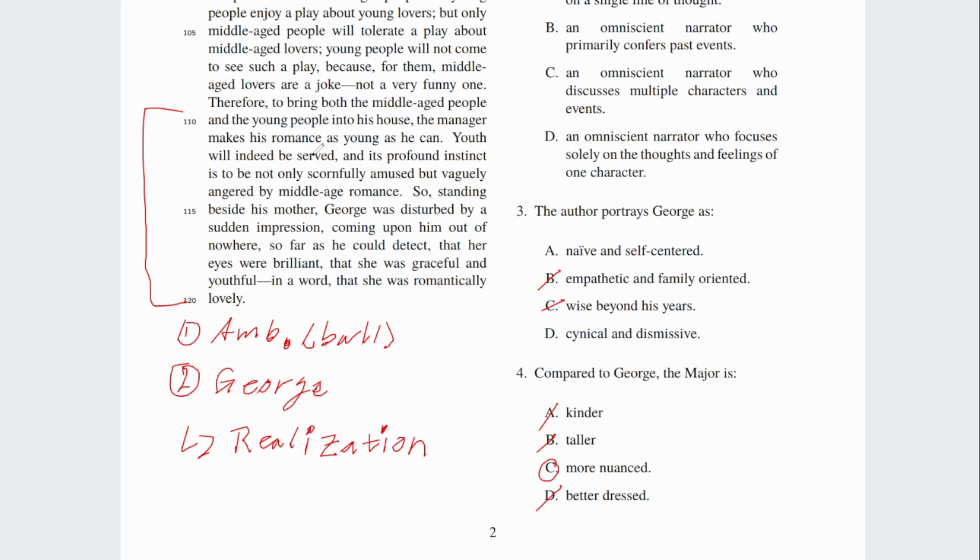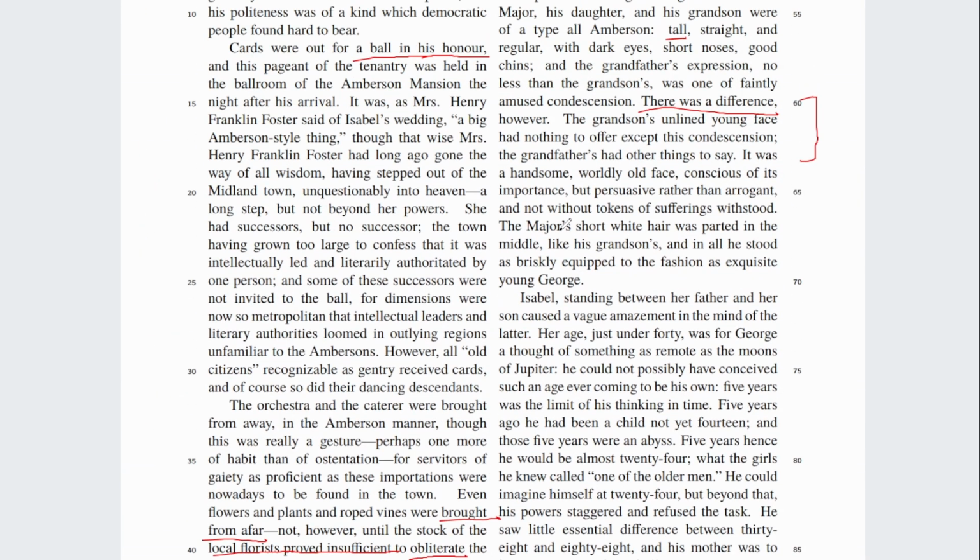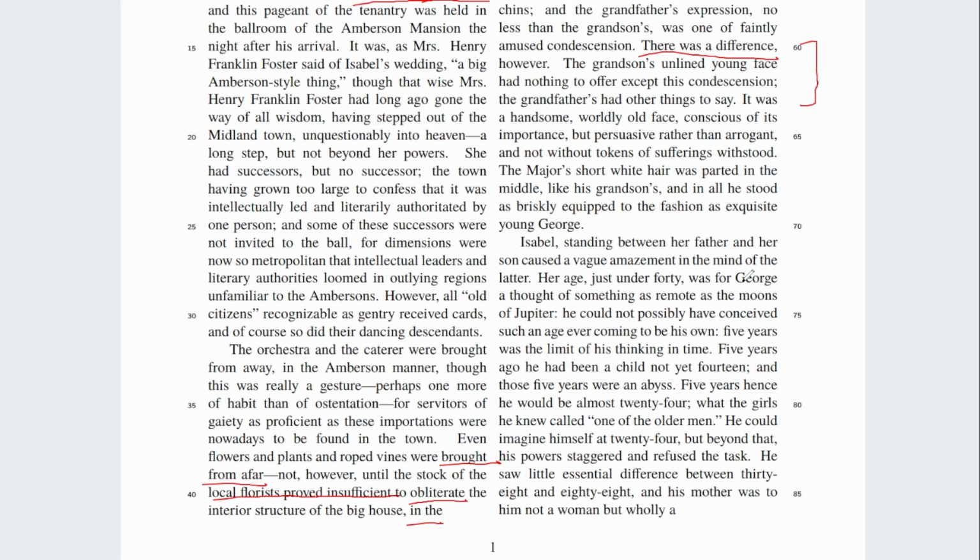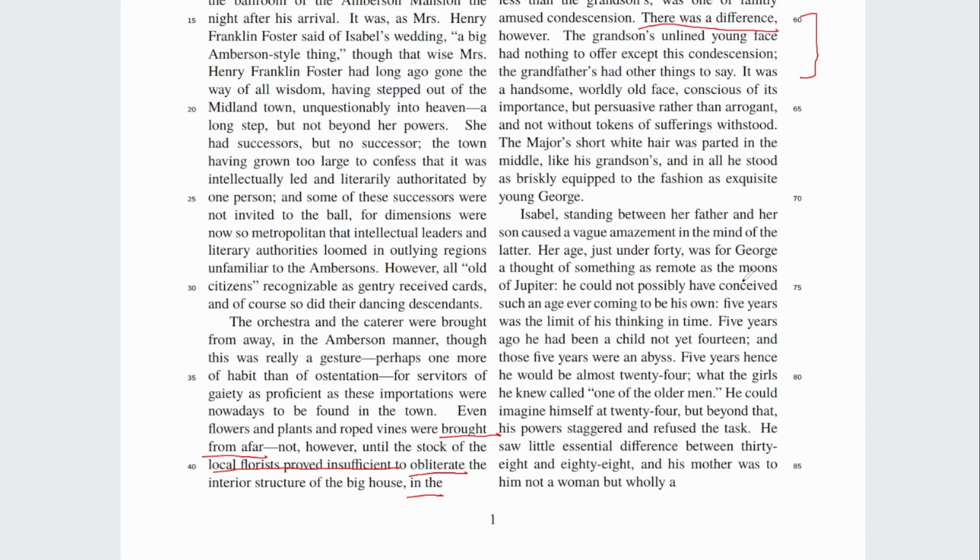Sounds like he's more or less in line with that. Cynical and dismissive, I think, is totally unsupported. I don't think that there's any cynicism to be found. But naive and self-centered seems pretty much right. George is condescending. George has never thought about his mother before, right? It sounds like George is really looking out for number 1.